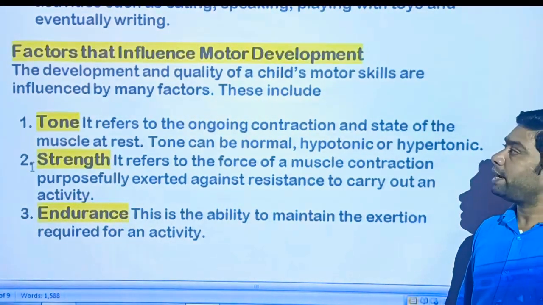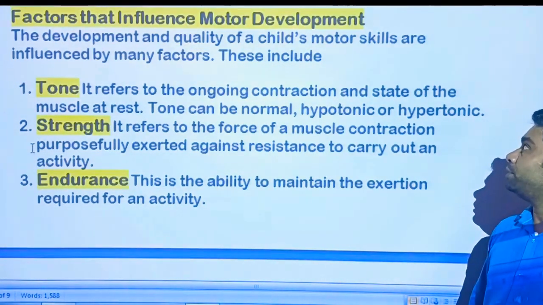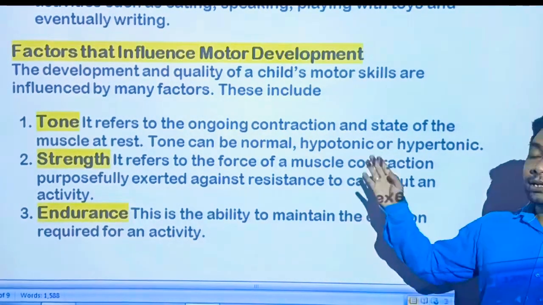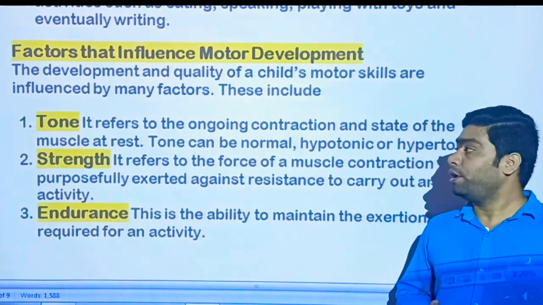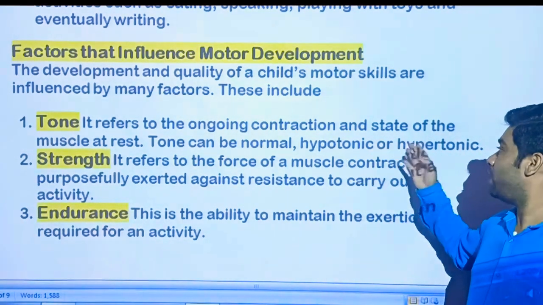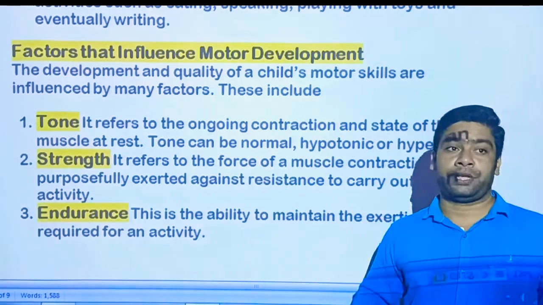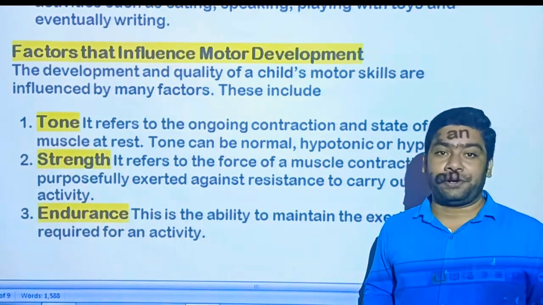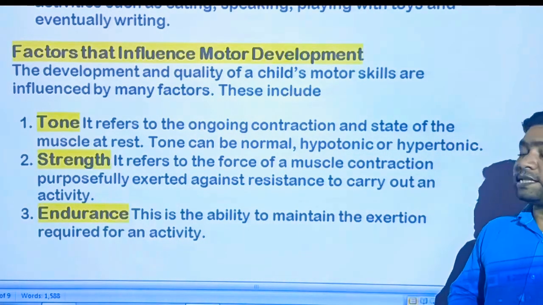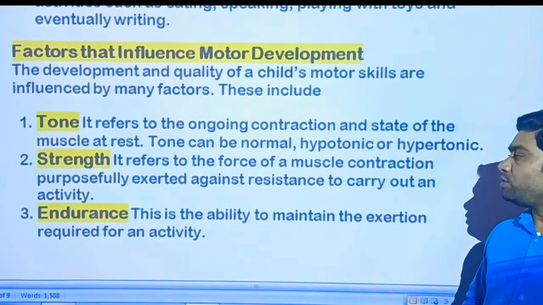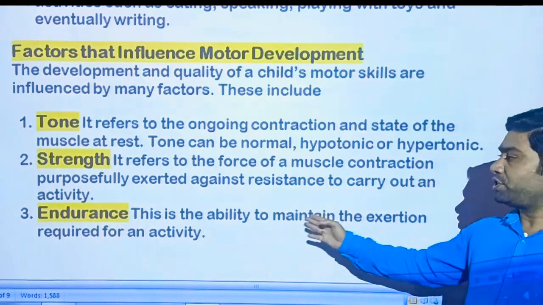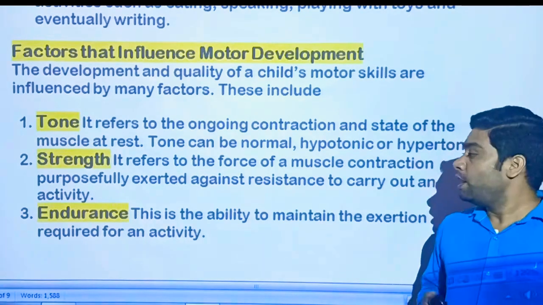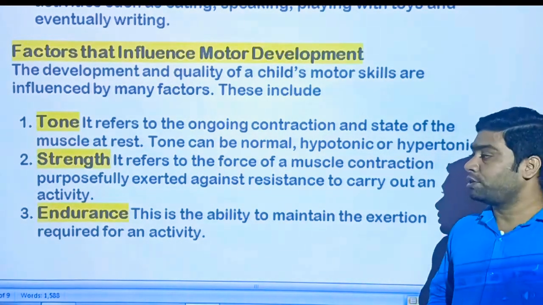The factors that influence motor development. The development and quality of a child's motor skills are influenced by many factors. Some of them are these. First one is tone. It refers to the ongoing contraction and state of the muscles at rest. What kind of tone do you have? Athletic tone, slim, fatty, fatigue, likewise. Second one is strength. Strength refers to the force of a muscle contraction purposefully exerted against resistance to carry out an activity.